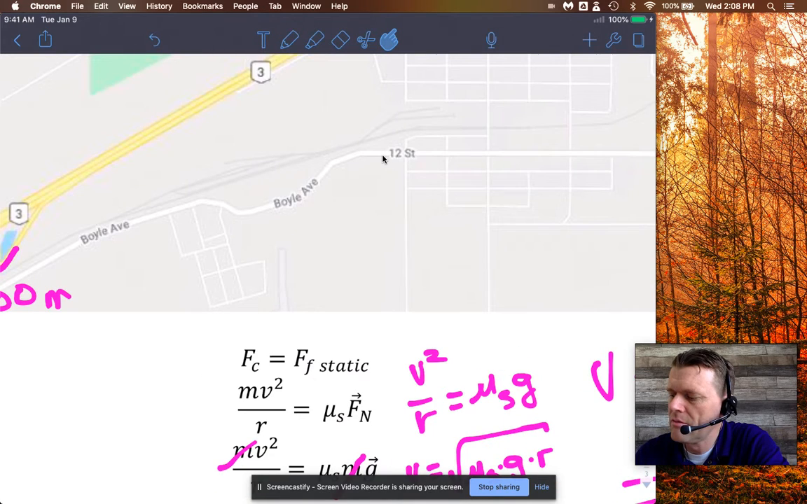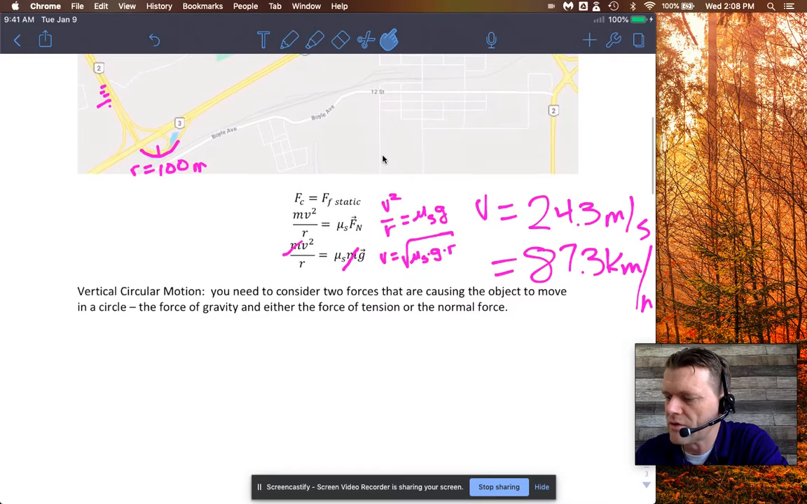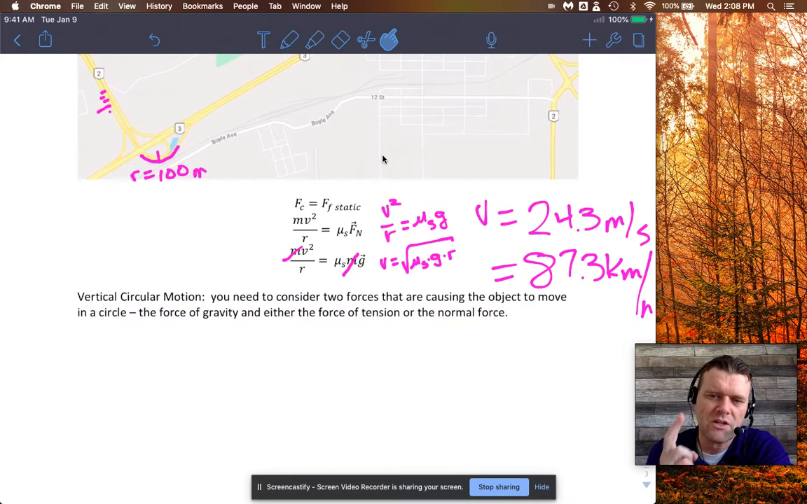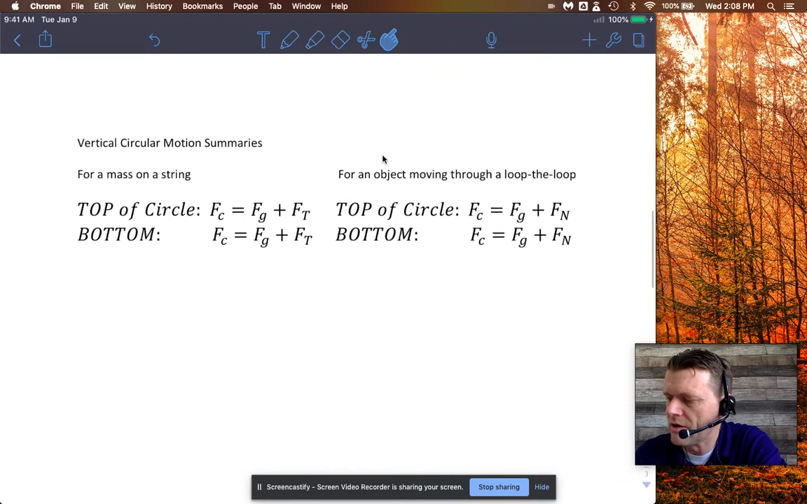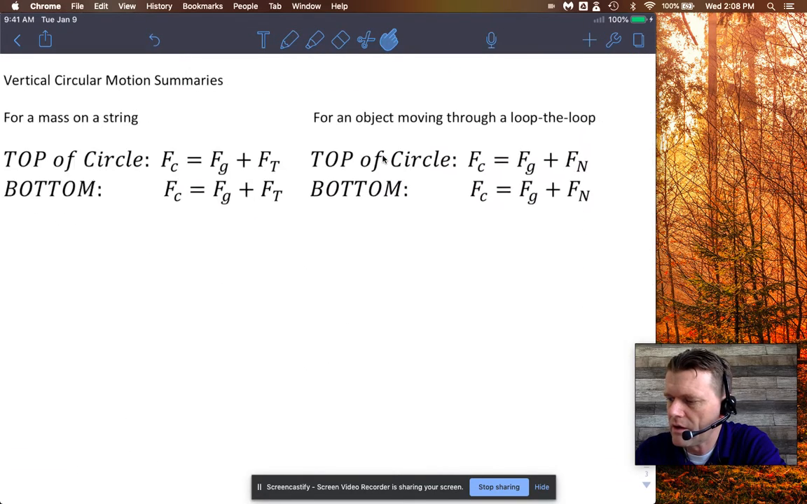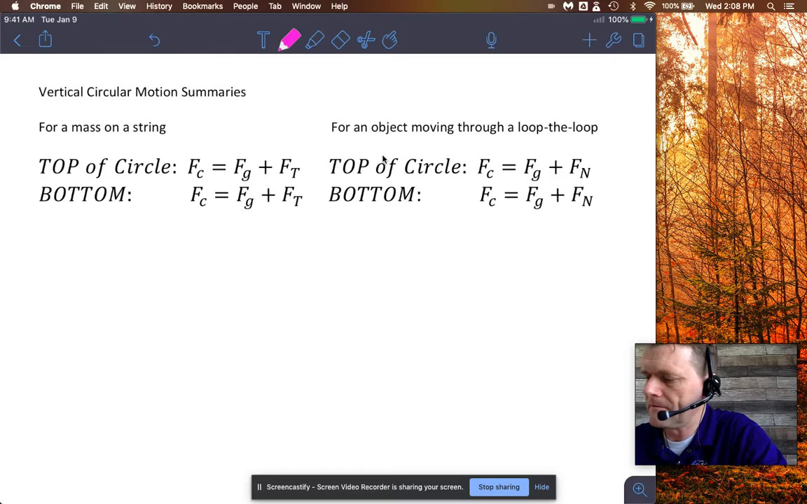Where things get a little more complicated is when you look at vertical circular motion. As I noted here, you have to consider two forces that are causing the object to move: the force of gravity and the force of tension, or the normal force. I'm going to come down here to show you the formula summaries, and I'll sketch them first too. So let's do the mass on a string.